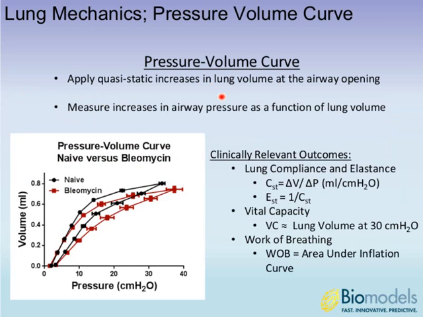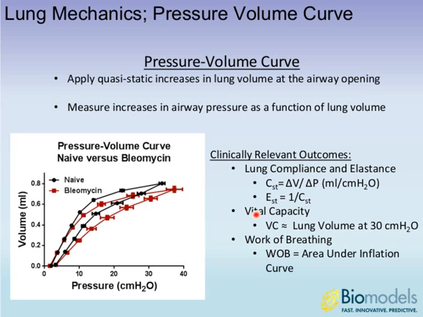First, let me describe the pressure volume curves. The flexiVent can apply quasi-static increase in lung volume or pressure at the airway opening. So it measures increases in air pressure as a function of lung volume. On the bottom left, you can see, for example, the pressure volume relationship of one of our naive mice in black as opposed to one of our bleomycin-treated mice in red. It's known that bleomycin induces fibrosis in these animals, and this results in a rightward shift in the pressure volume curve.